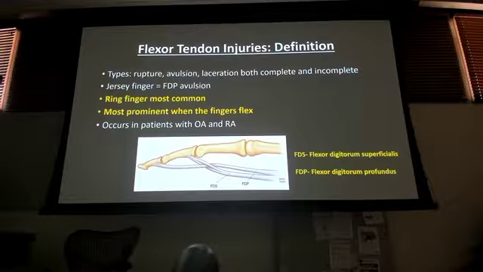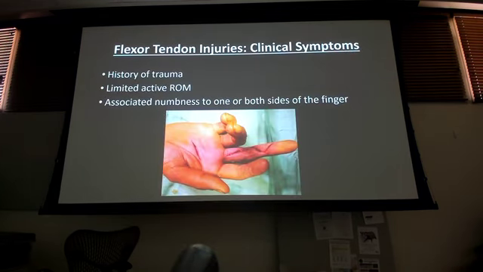Look, ring finger is most common, but it still follows the same plan, because when you flex, that's the one that's potentially in more contact. It can occur in patients with OA and RA. What that means is there could be spontaneous ruptures of the flexor tendon. It doesn't have to be necessarily traumatic. And that's more so in RA, guys. Okay, so history of trauma.